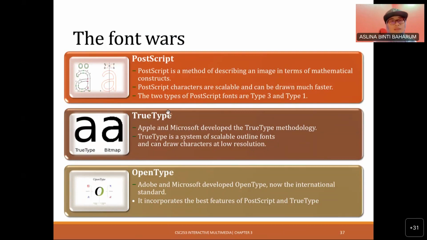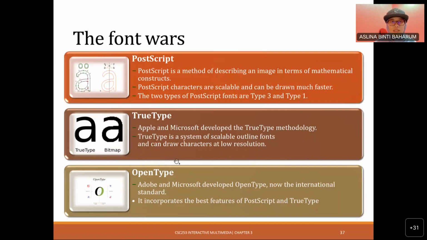Okay, next. The font wars, okay, has three types: PostScript, TrueType, and also OpenType. So PostScript is a method of describing an image in terms of mathematical. Okay, for the TrueType, Apple and Microsoft developed TrueType methodology, a system of scalable outline font that can draw character at a low resolution. Okay, OpenType is the most good one lah. Adobe and Microsoft developed OpenType, incorporating the best features of PostScript and also TrueType.